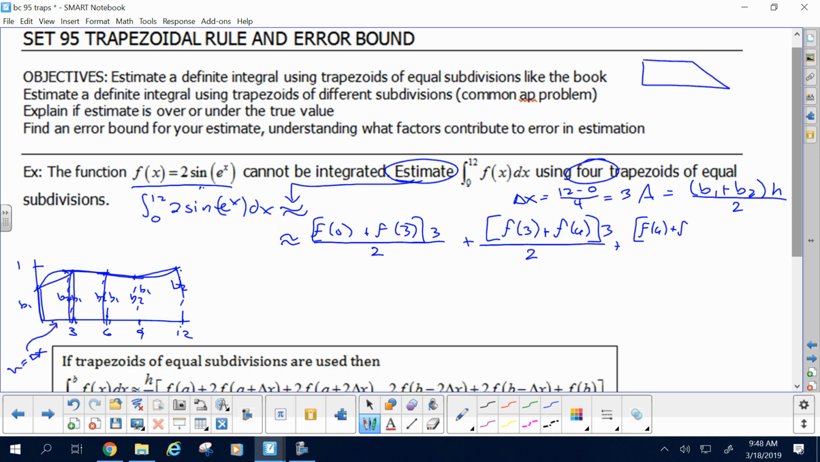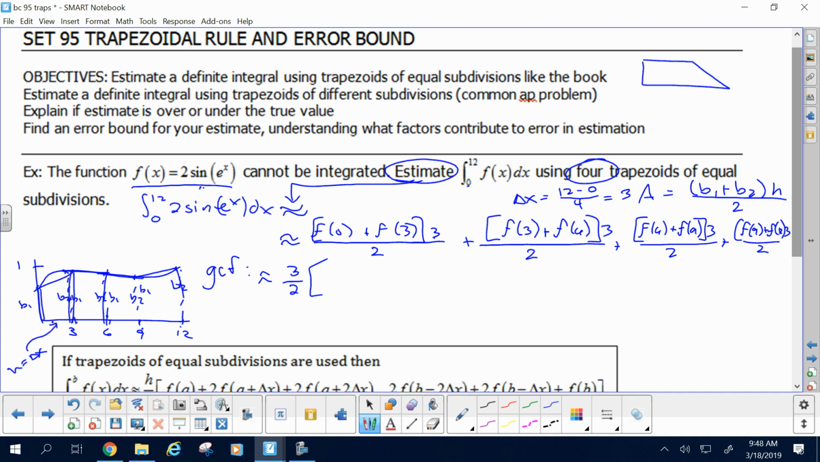F at 6 plus F at 9 times 3 divided by 2. And the last trapezoid, F at 9 plus F at 12 times 3 divided by 2. Right? Now there is a bit of a shortcut here to avoid having to do so much work. Think now greatest common factors. They all have that same base of 3, or height of 3, excuse me, and the divided by 2. So you can factor out the 3 and the 2.